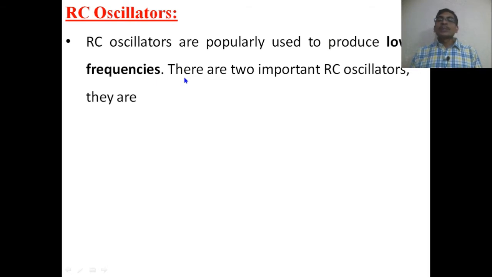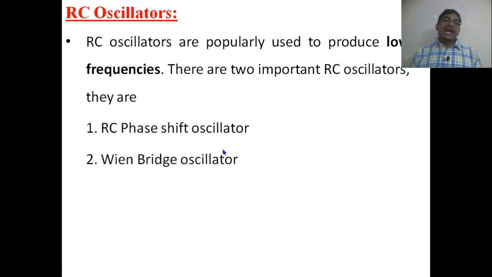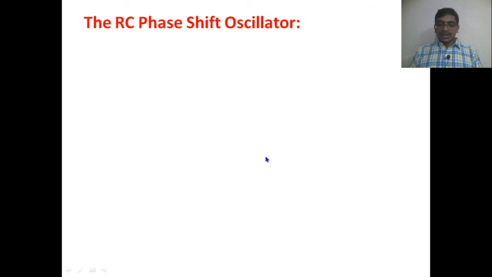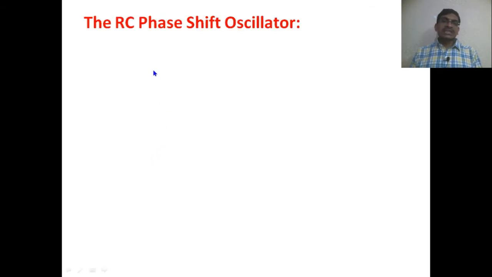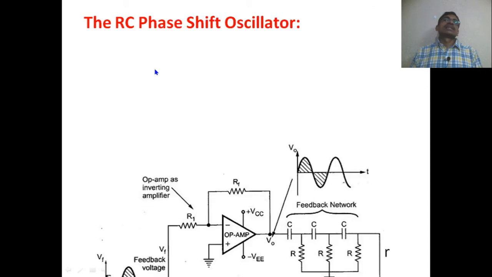There are two important RC oscillators. The RC phase shift oscillator is the first one, and the second one is the Wien-Bridge oscillator. Now we are going to discuss the RC phase shift oscillator and the Wien-Bridge oscillator. First we will see the RC phase shift oscillator.